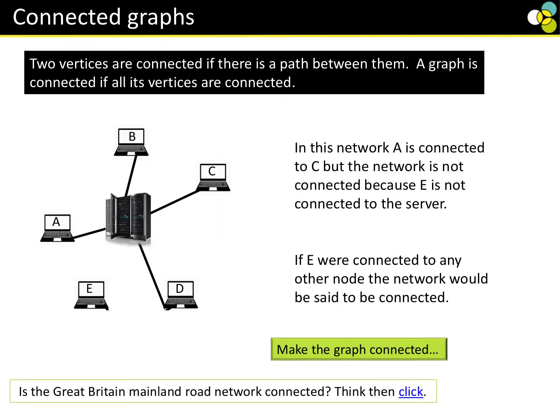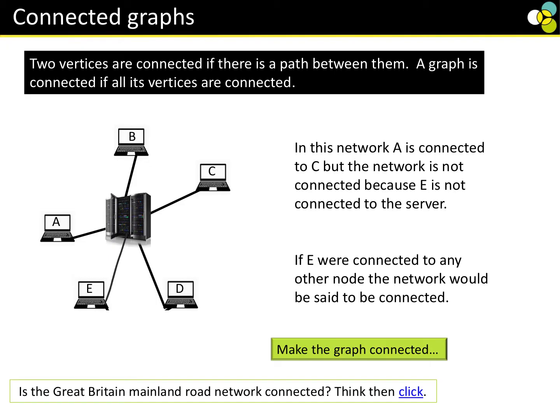Okay, so two vertices are connected if there is a path between them. A graph is connected if all the vertices are connected. We can see here that this is not a connected graph because E is not connected to the rest of the graph. Really easy to fix. We could just connect it, okay?